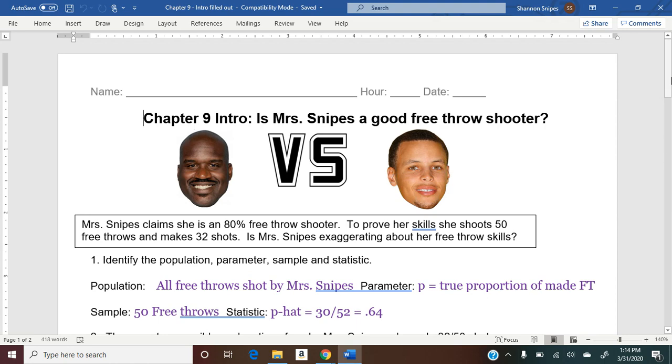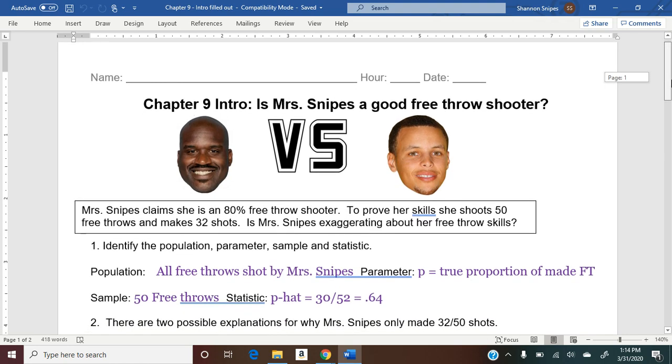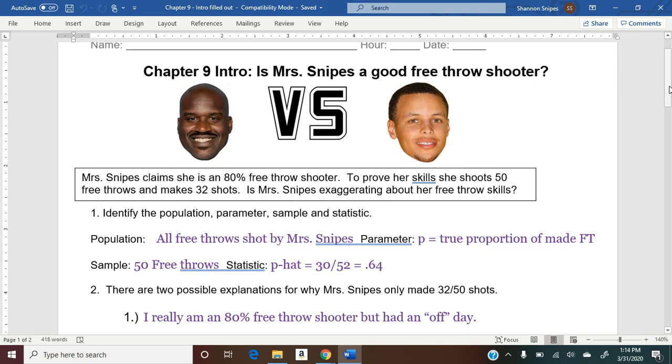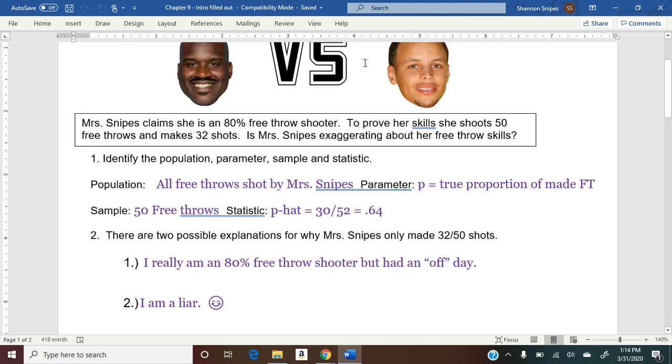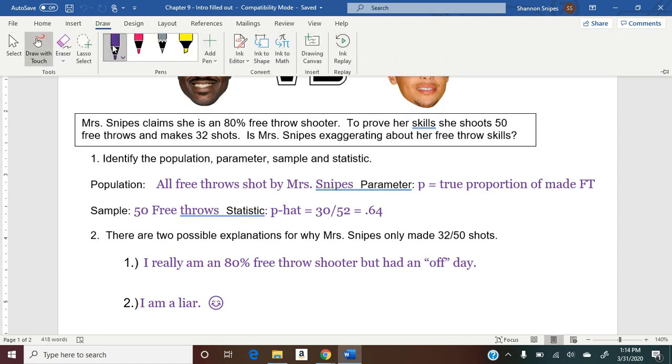So there are two possible explanations for this. What do you think they are? All right, so one possible explanation is that I really am an 80% free throw shooter, but I had an off day. What's the other explanation? That I'm a big fat liar. So one of these two things is absolutely true.